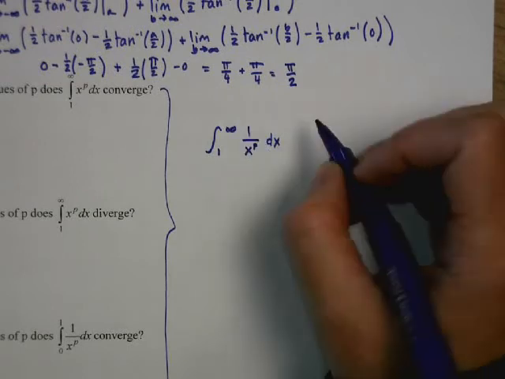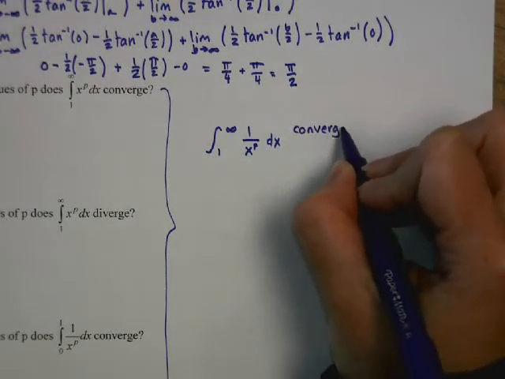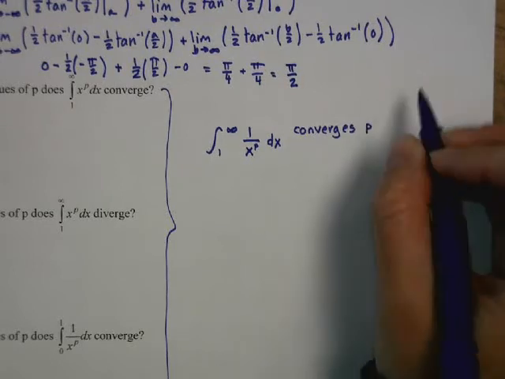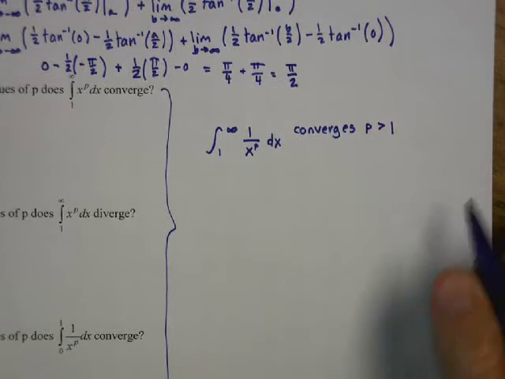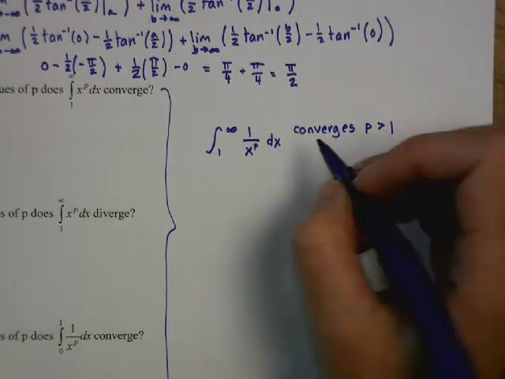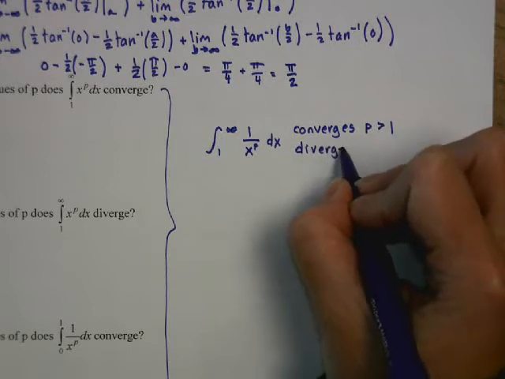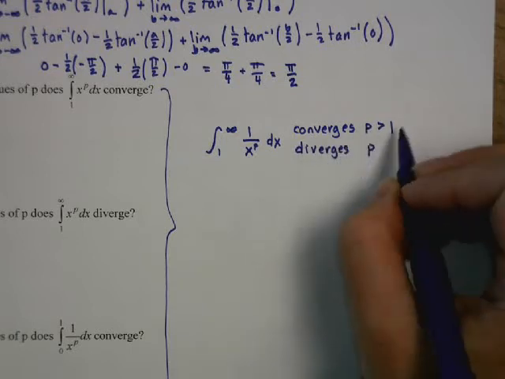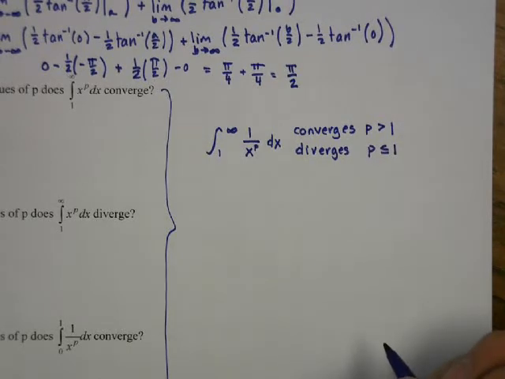So the conclusion here is it converges or has a value when p is greater than 1. So if it's 2, if it's 1.001, it's going to have a value. It diverges if p is equal to 1 or a number less than 1.